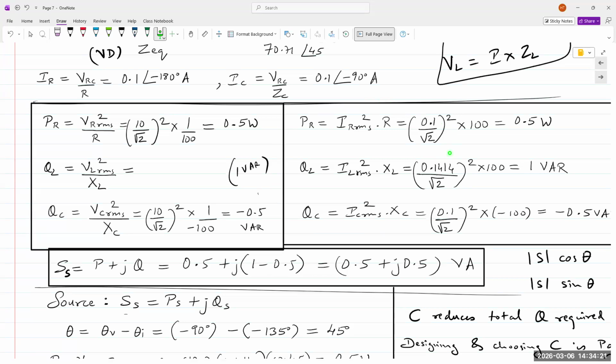On the left, we see V squared over R, 0.5 watts. On the right, it's I squared times R, again, 0.5 watts. So in the quiz or in the exam, you can choose either the equation on the left or the equation on the right. Both should give you the same answer. You can pick and choose which one you want to use. That's up to you as an engineer.